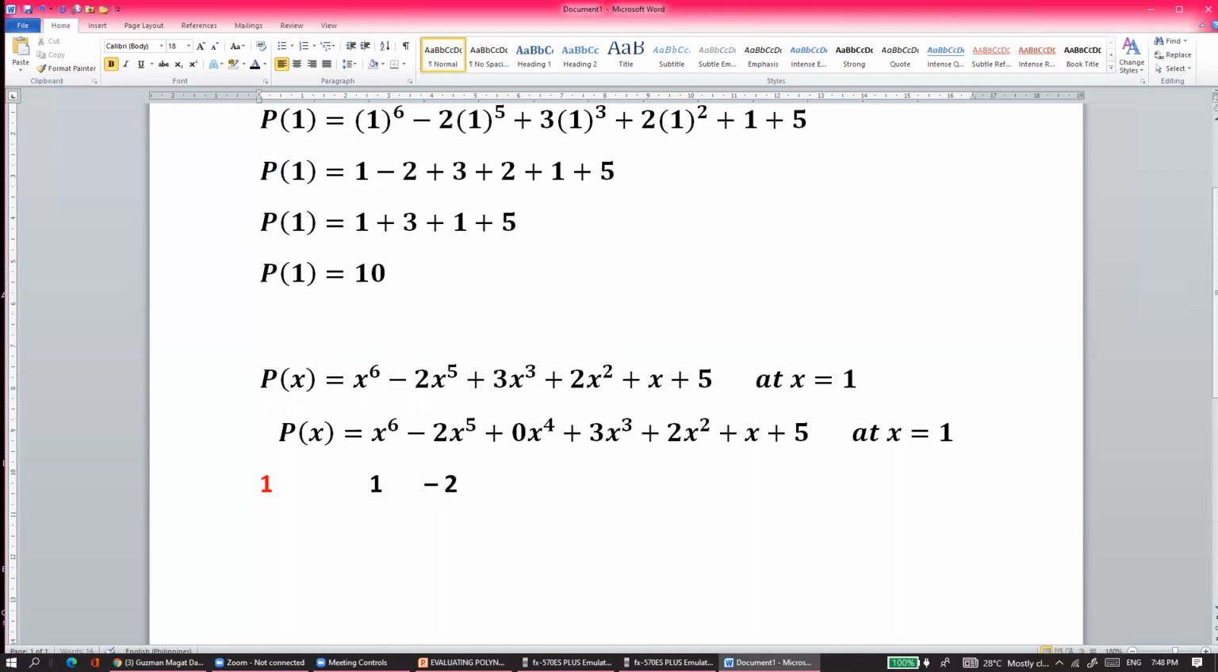And then, what else? We have 0. And then, what else? We have 3. And then, 2. 1. And then, 5. So, ayusin ko lang yung spacing. Ayusin ko lang yung spacing, anak, para makakalayo.